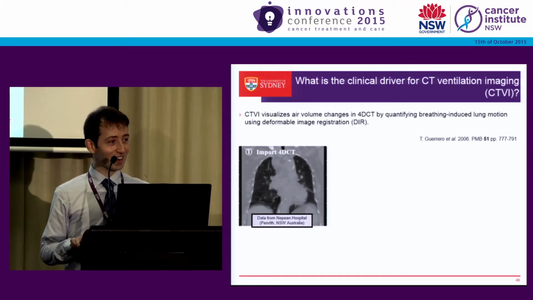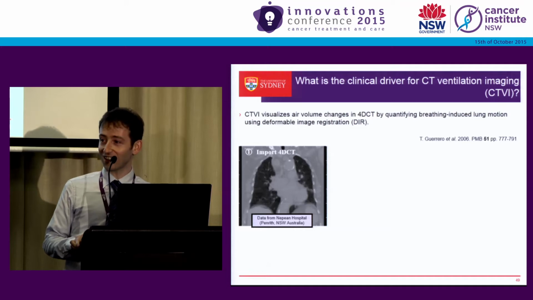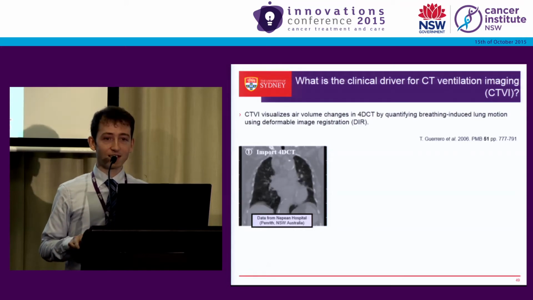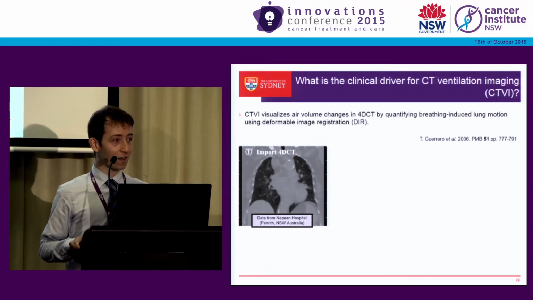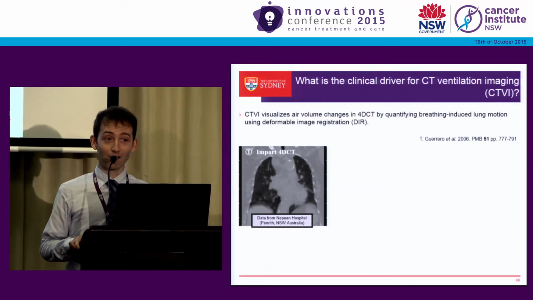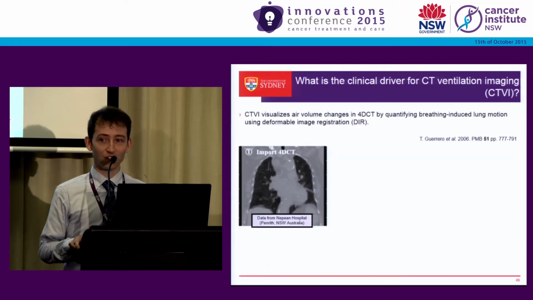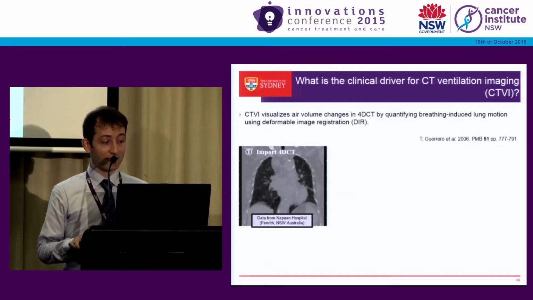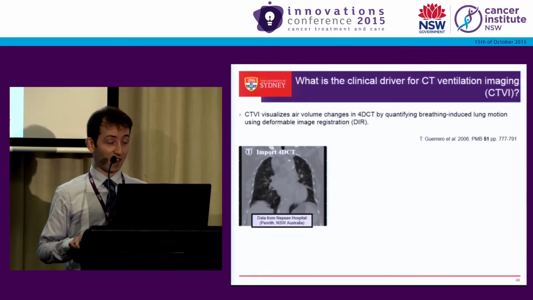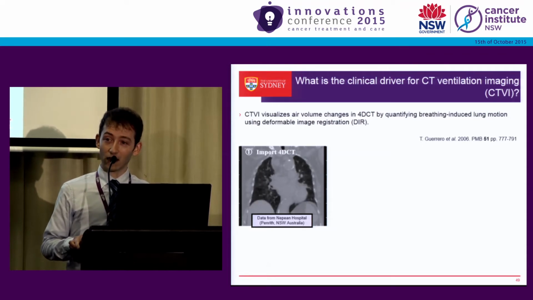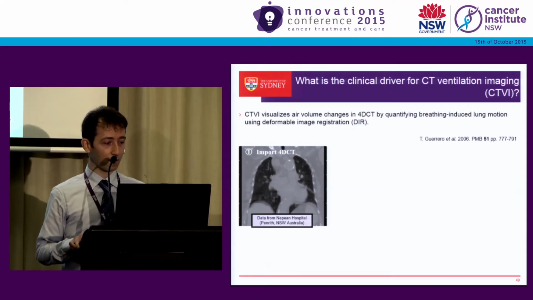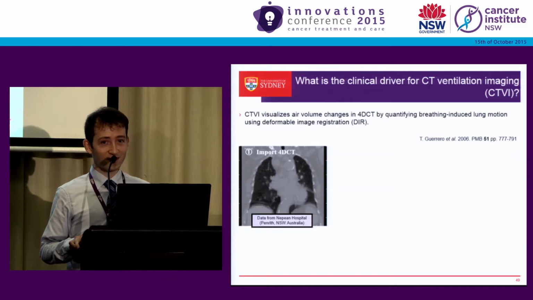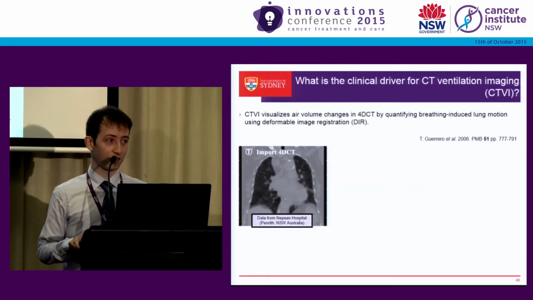Actually, there is another speaker who will be talking about 4-dimensional CT or respiratory correlated CT. This is a technology that allows us to see not only the spatial distribution of anatomy in the lung, so X, Y, and Z, your Cartesian coordinates, but also how the lung tissue elements move in time. So it's 4-dimensional. CT ventilation imaging visualizes air volume changes in the lung, or ventilation, a surrogate for physiological function, by quantifying this breathing-induced respiratory motion using an image processing technology called deformable image registration, or DIR.